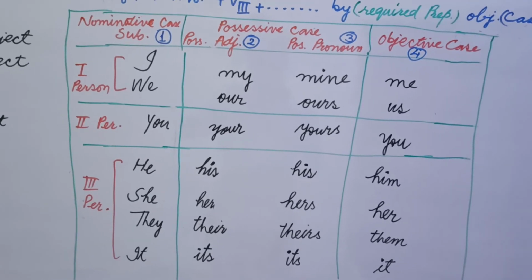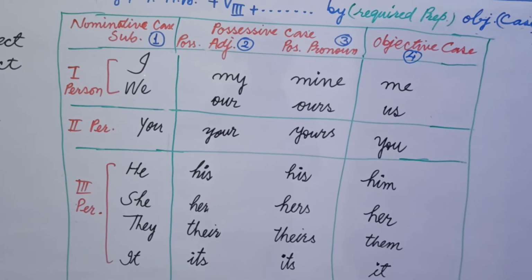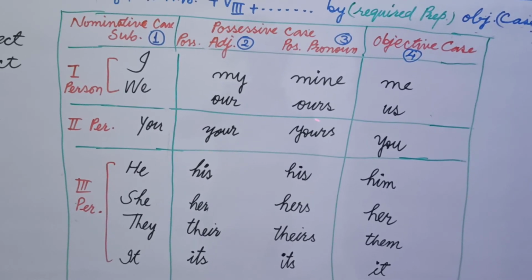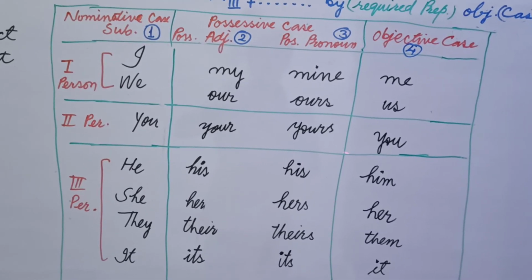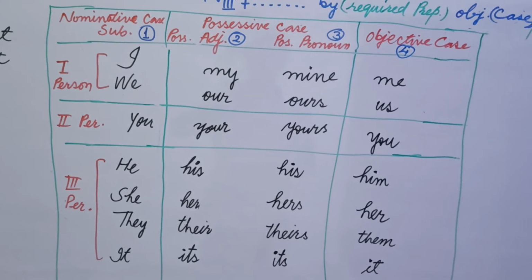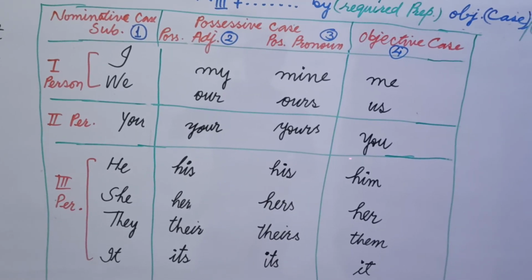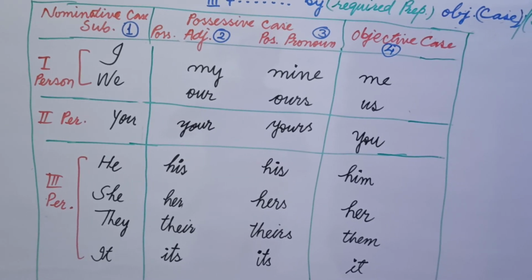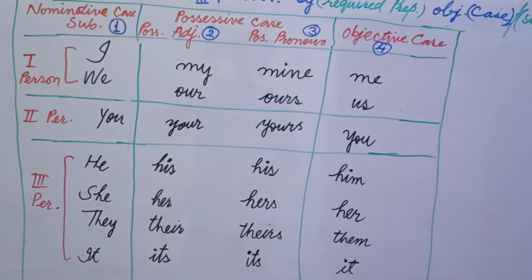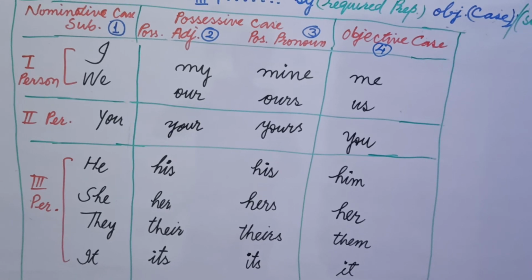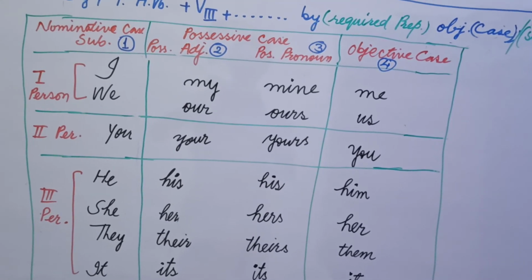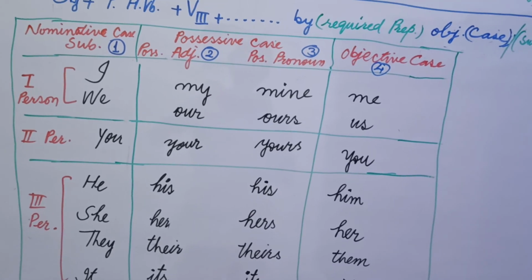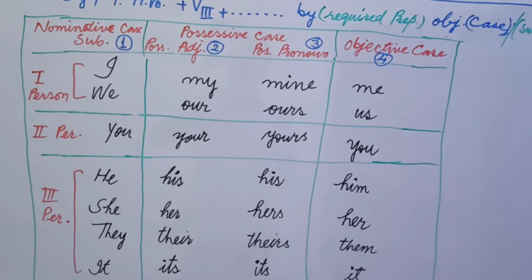Now students, if you have active voice, I will be changed into by me. We will be changed into by us. You will be changed into by you. Now there is a question: is you a subject or an object? How can we identify? If we have an answer to who, the answer of who is called subject and the answer of whom is called object. Suppose you teach me, who teaches? You is the subject. Now I teach you, whom do I teach? You. Then you is an object here.